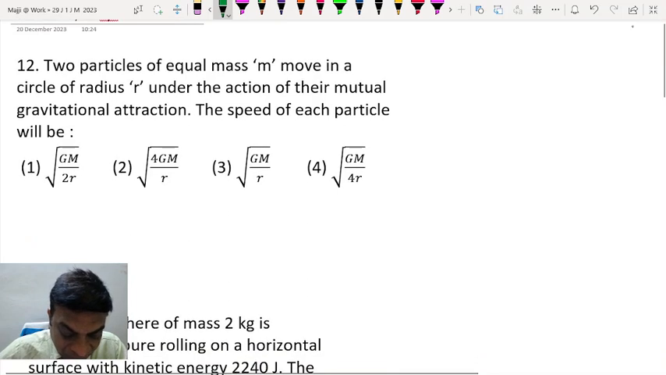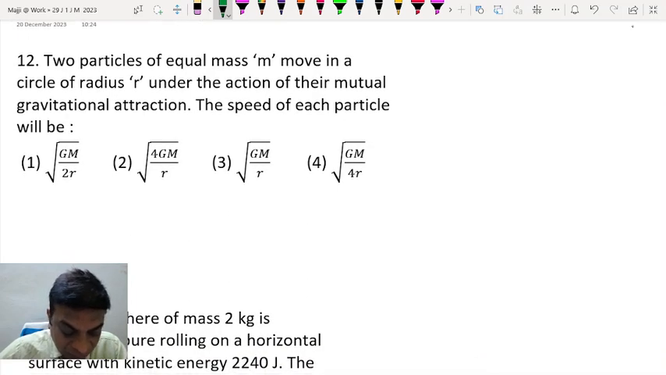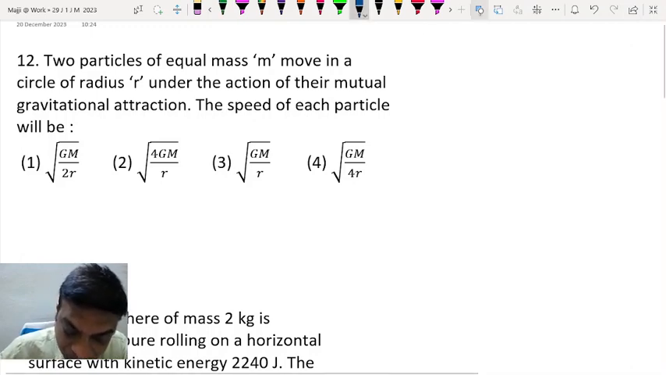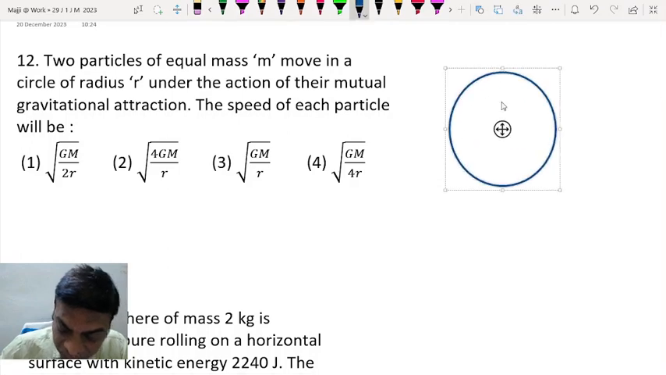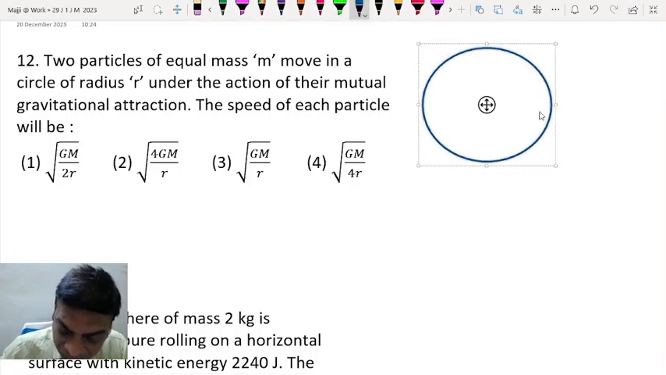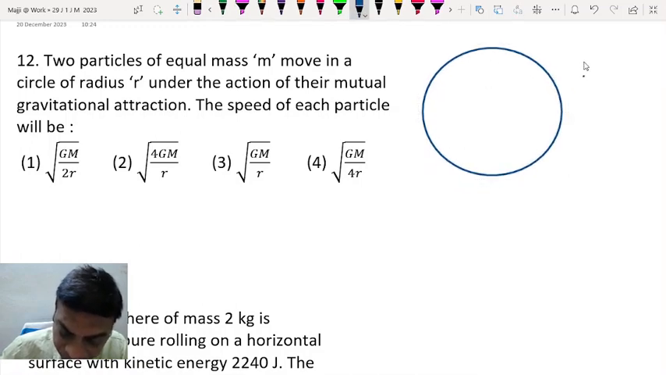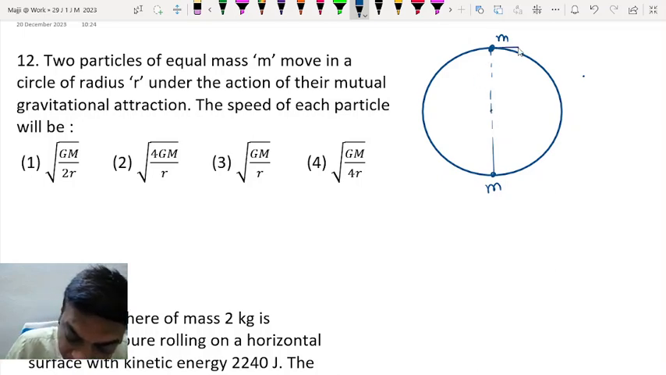Two particles of equal mass m move in a circle of radius r under the action of their mutual gravitational attraction. The speed of each particle will be? Now, this is the circle along which the particles are going. Let us say M and M are the instantaneous positions of the two particles. They have to be diametrically opposite. Then you have to find the speed of each. Speeds will be tangential in direction. And the radius of the circle is R.